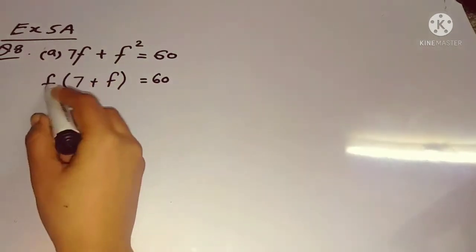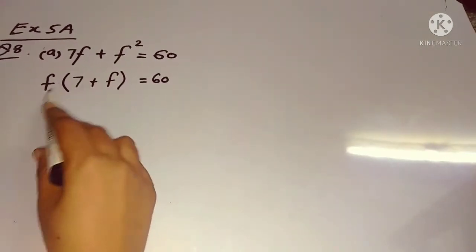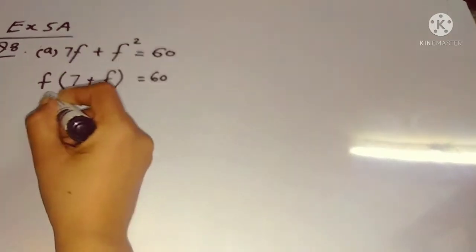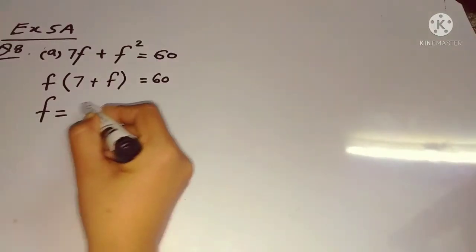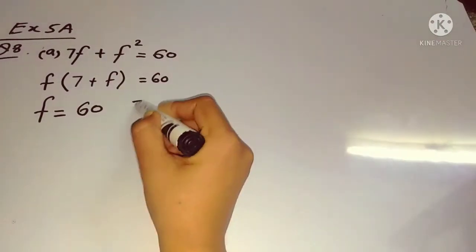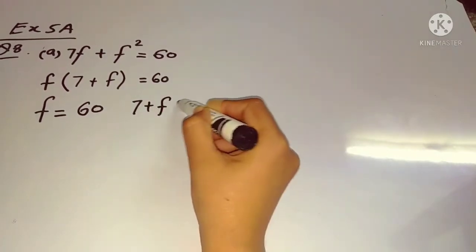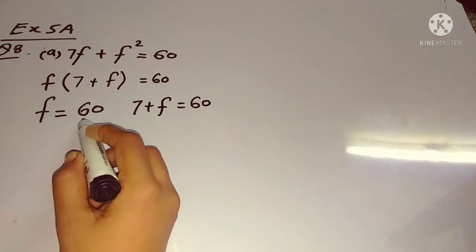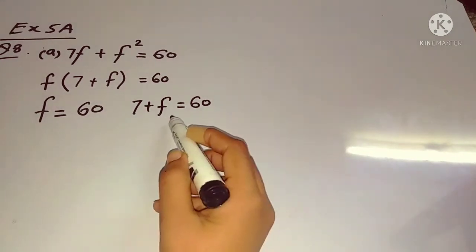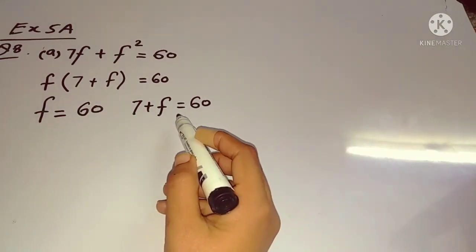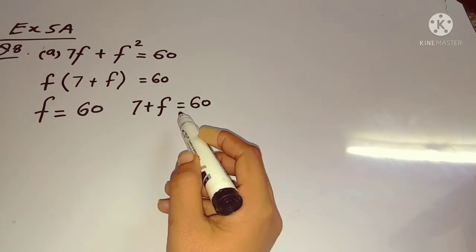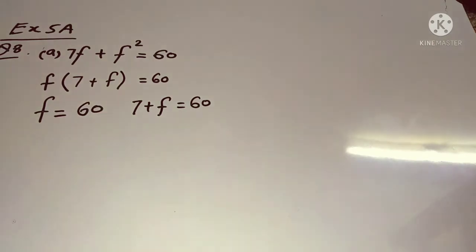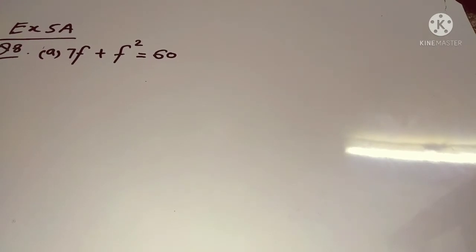Okay, so as you can see, f and 7 plus f, both terms are equal to 60. So I'm going to make them equal to 60. f is equal to 60 and 7 plus f is also equal to 60. Now you can see that this is 7f plus f square is equal to 60.